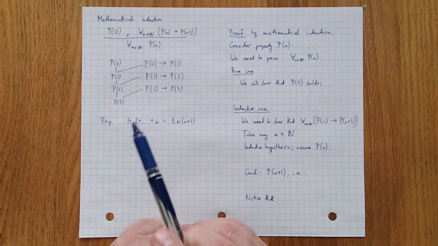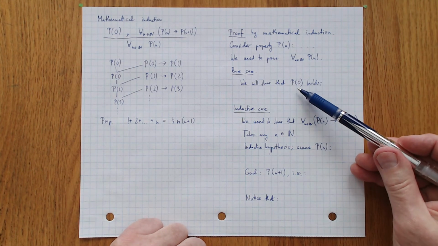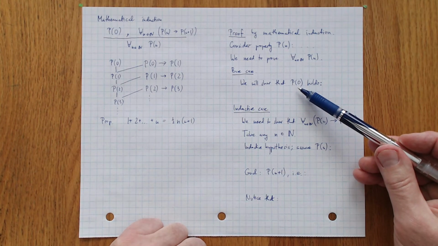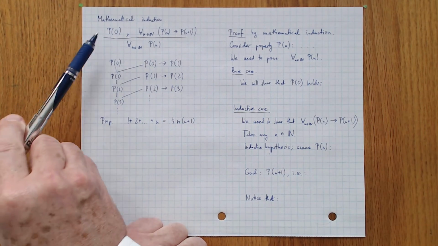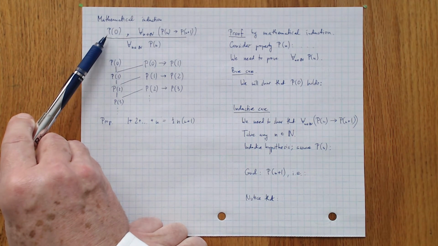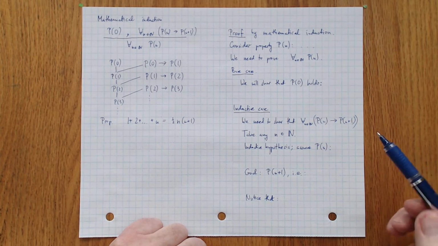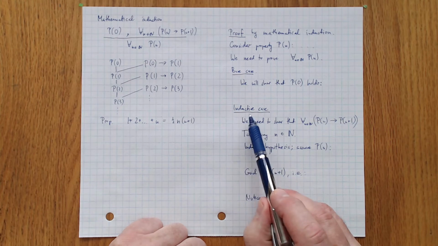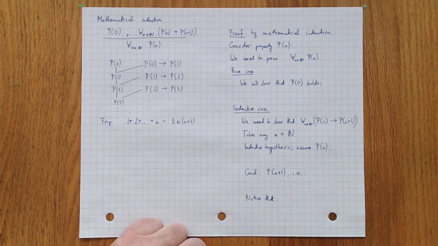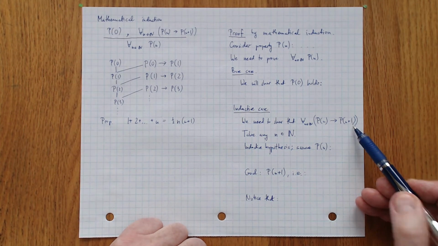There will be a base case concerned with establishing p of 0. This corresponds to what we mentioned earlier. We want to show that p of 0 holds. There will be also an inductive case in which we will show that p of n implies p of n plus 1 for every value of n.